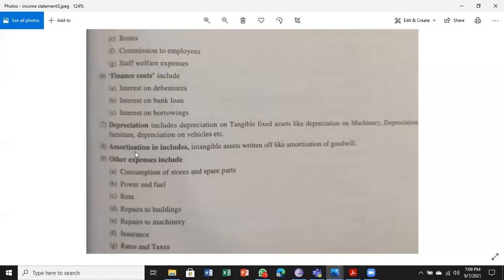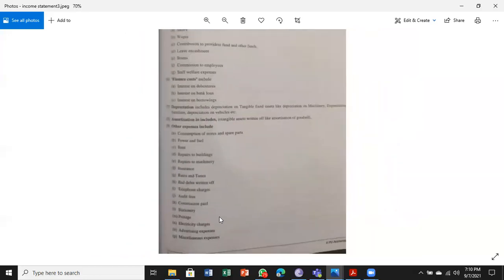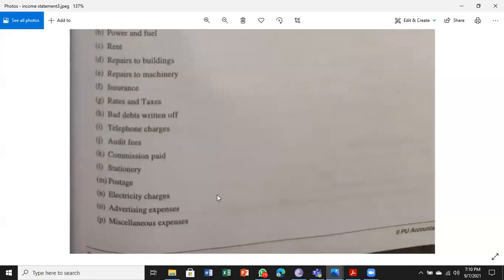Whatever does not come under all these will be taken as other expenses. So you have here consumption of stores and spare parts, power and fuel, rent, repairs to building, repairs to machinery, insurance paid, rates and taxes, advertising, postage, audit fees, telephone charges, and many more. Whatever is left over, all those items come under this particular heading.